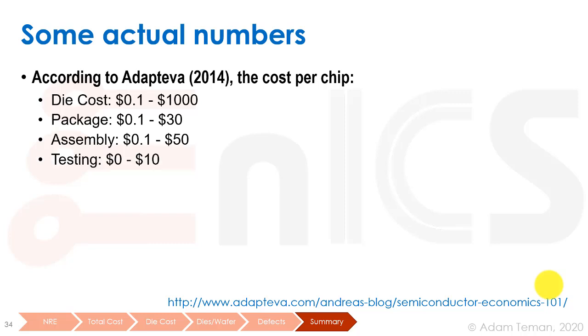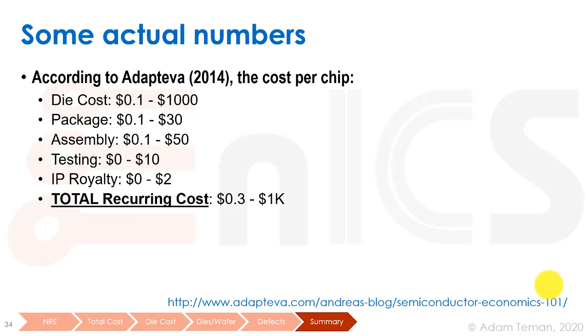Testing, we don't have to test very much, or we could somehow eat it up in our other costs, or it can cost quite a substantial amount to test a chip. IP royalties depend on the deal we have with the IP vendor, and we may be paying a few dollars out of our total chip cost for IP. And so the total recurrent cost can be as little as 30 cents, but as high as even $1,000 or more dollars for each chip that's made.